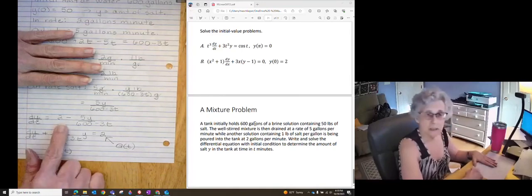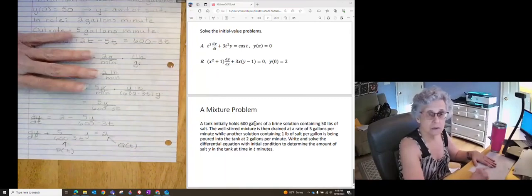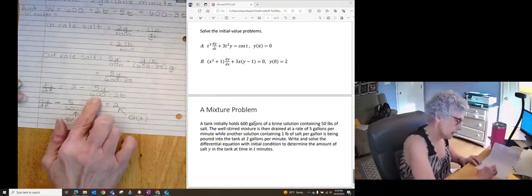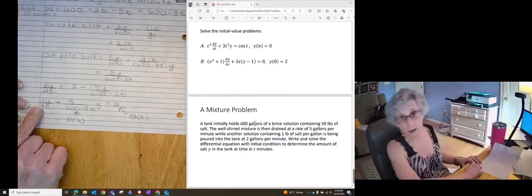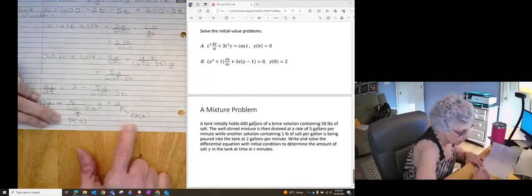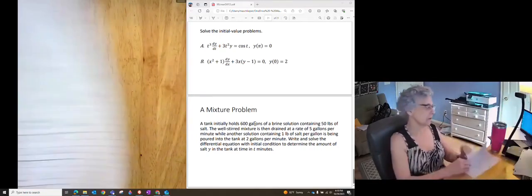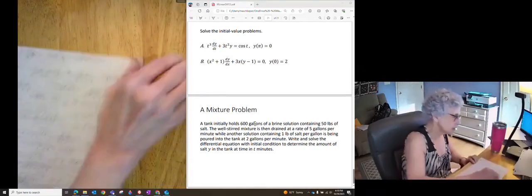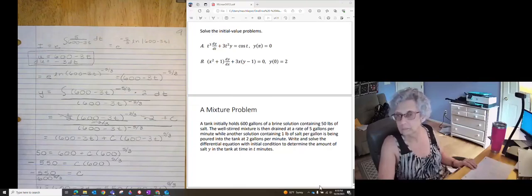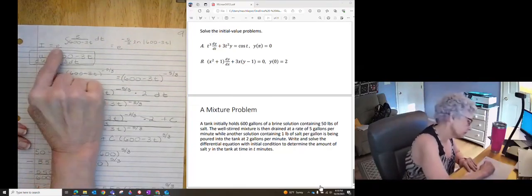So dy dt is equal to in minus out, not in standard form. So we add out to each side. So now I have a P and I have a Q. My next step is to get the right sheet of paper and calculate my integrating factor.